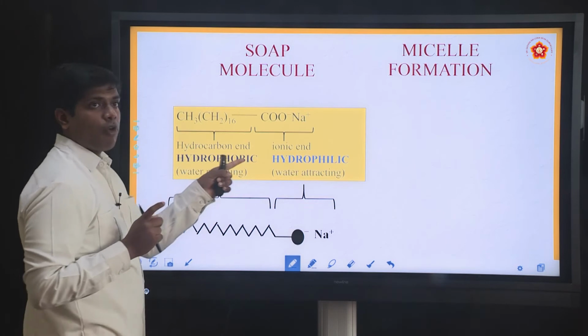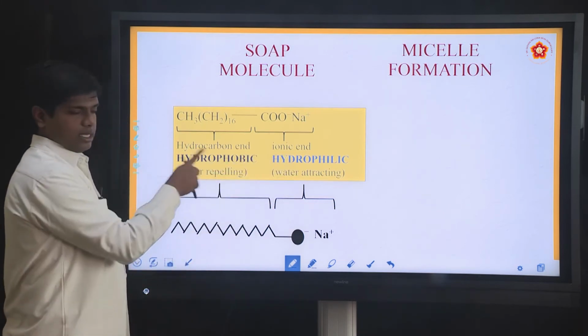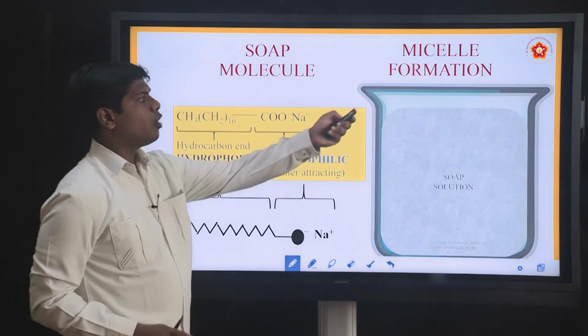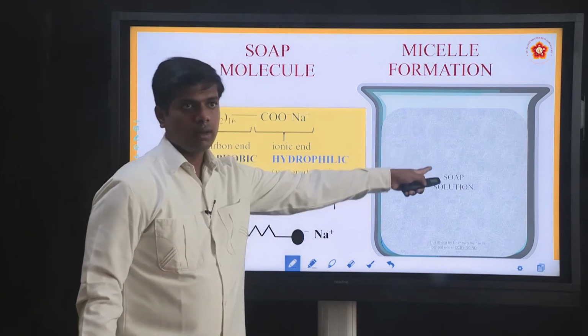Hydrocarbon is hydrophobic, and the ionic part is hydrophilic. This is the soap molecule structure. Please see. Next, how micelles are formed. This is the soap solution.